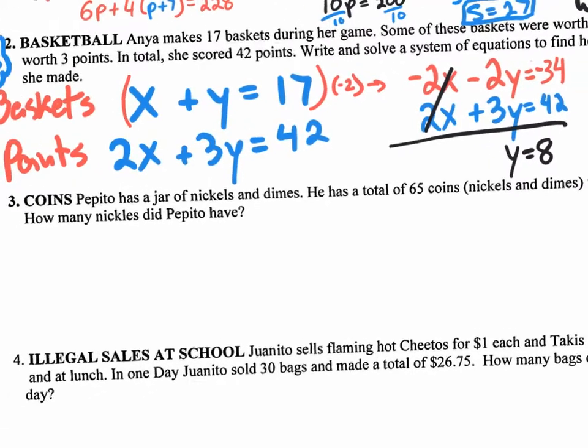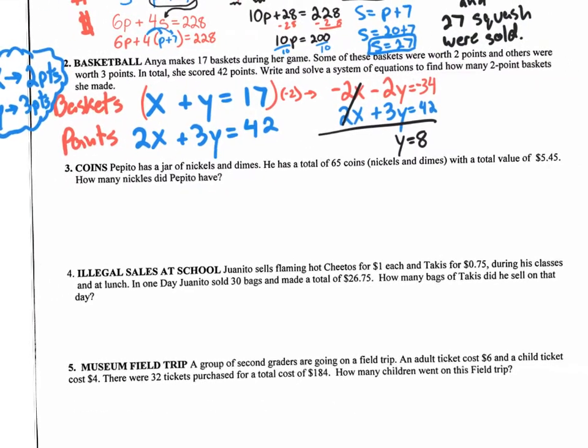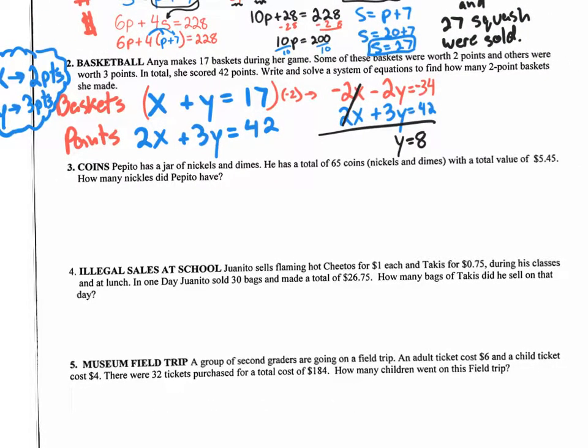So what do we just find here? Y is 8. So what is y? Y are the 3-pointers. So she made 8 3-pointers. Okay? Now we need to find out, wait, what's it asking for? Is it asking for the 3-pointers or the 2-pointers? It says how many 2-point baskets did she make? So they're not even asking for the 3-pointers. But you could write this down if you wanted to, that she made 8 3-pointers. But they're not asking for that. They're asking for the other one.